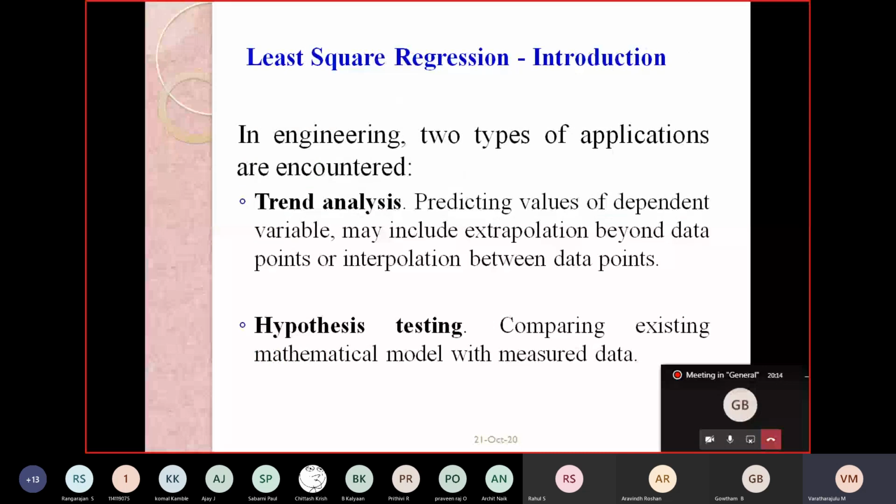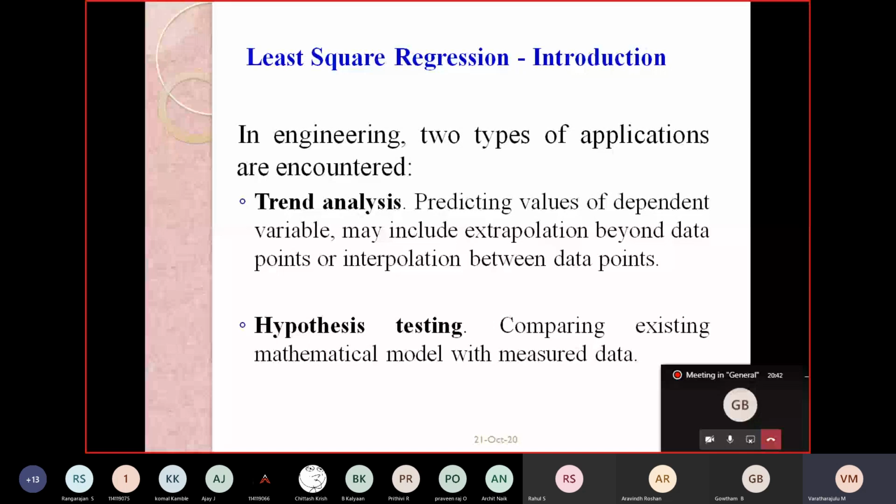There are two applications encountered for least square regression. One is trend analysis, the other one is hypothesis testing. In trend analysis, we are going to predict what will happen in the future, or even in between. That is prediction, which is said to be trend analysis. And hypothesis testing, comparing the existing mathematical model with the measured data, is nothing but hypothesis testing.